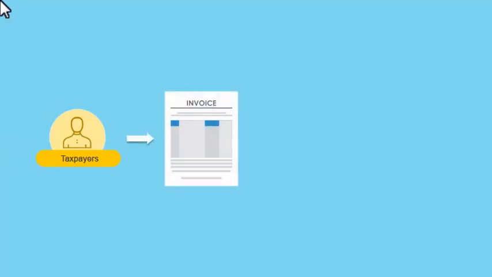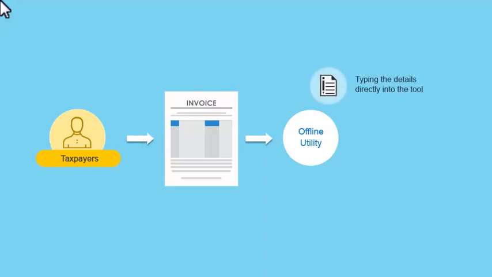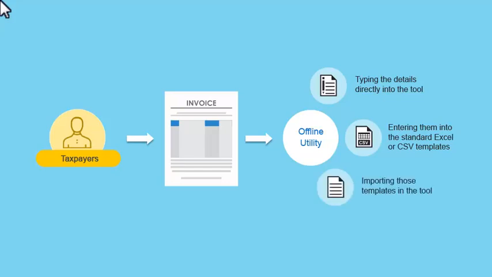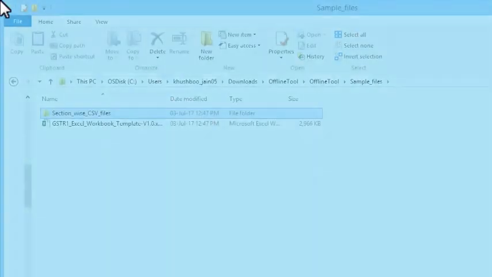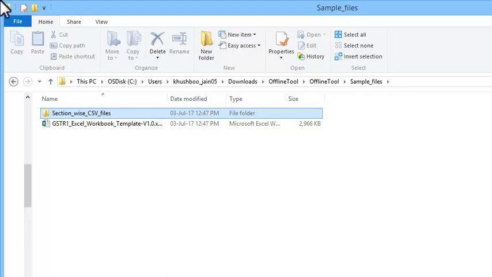Taxpayers can feed invoice data in the returns offline utility either by typing the details directly into the tool or by entering them into the GST-provided Excel or CSV templates and then importing those templates in the tool. This video will show you the steps of using this Excel template, followed by importing line items in the offline utility and then uploading it to the GST portal.